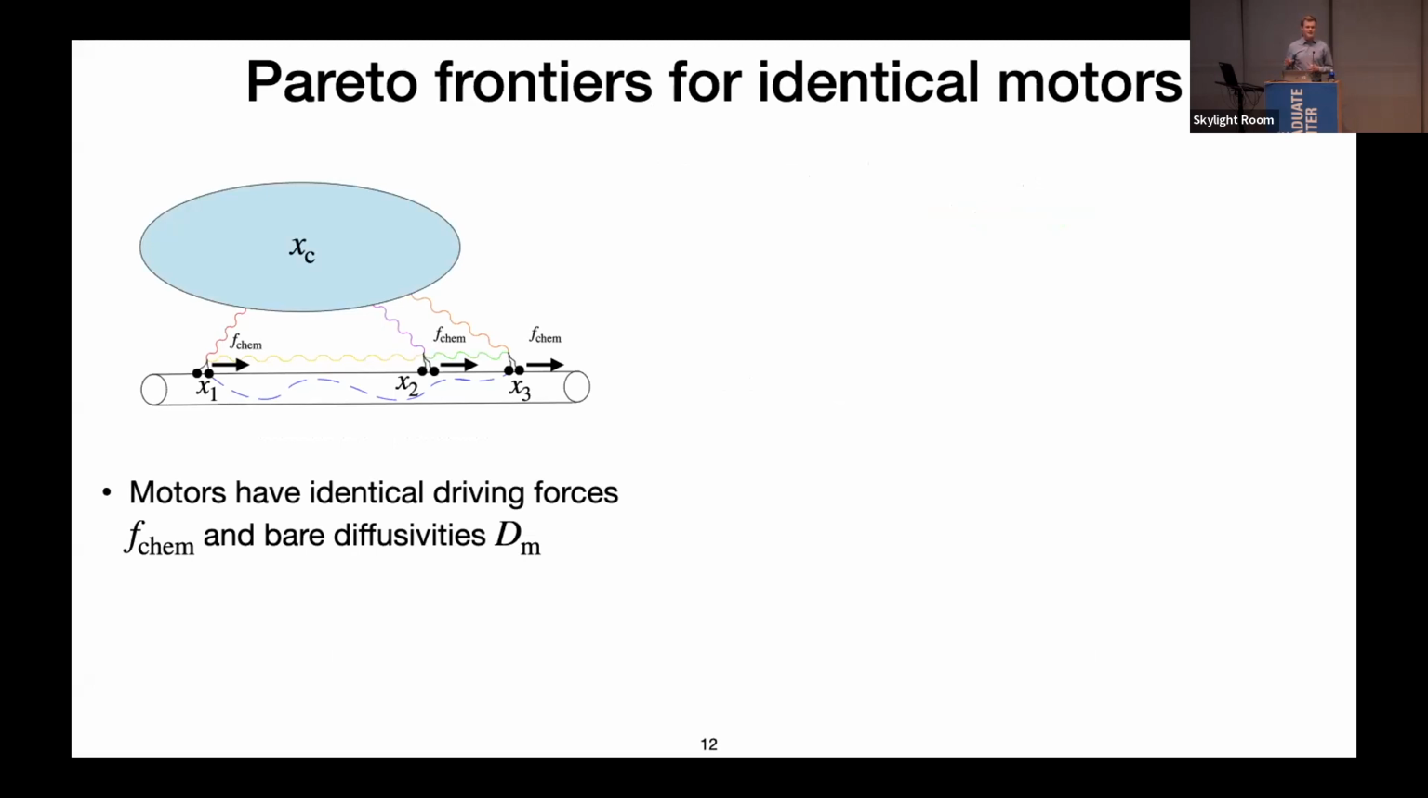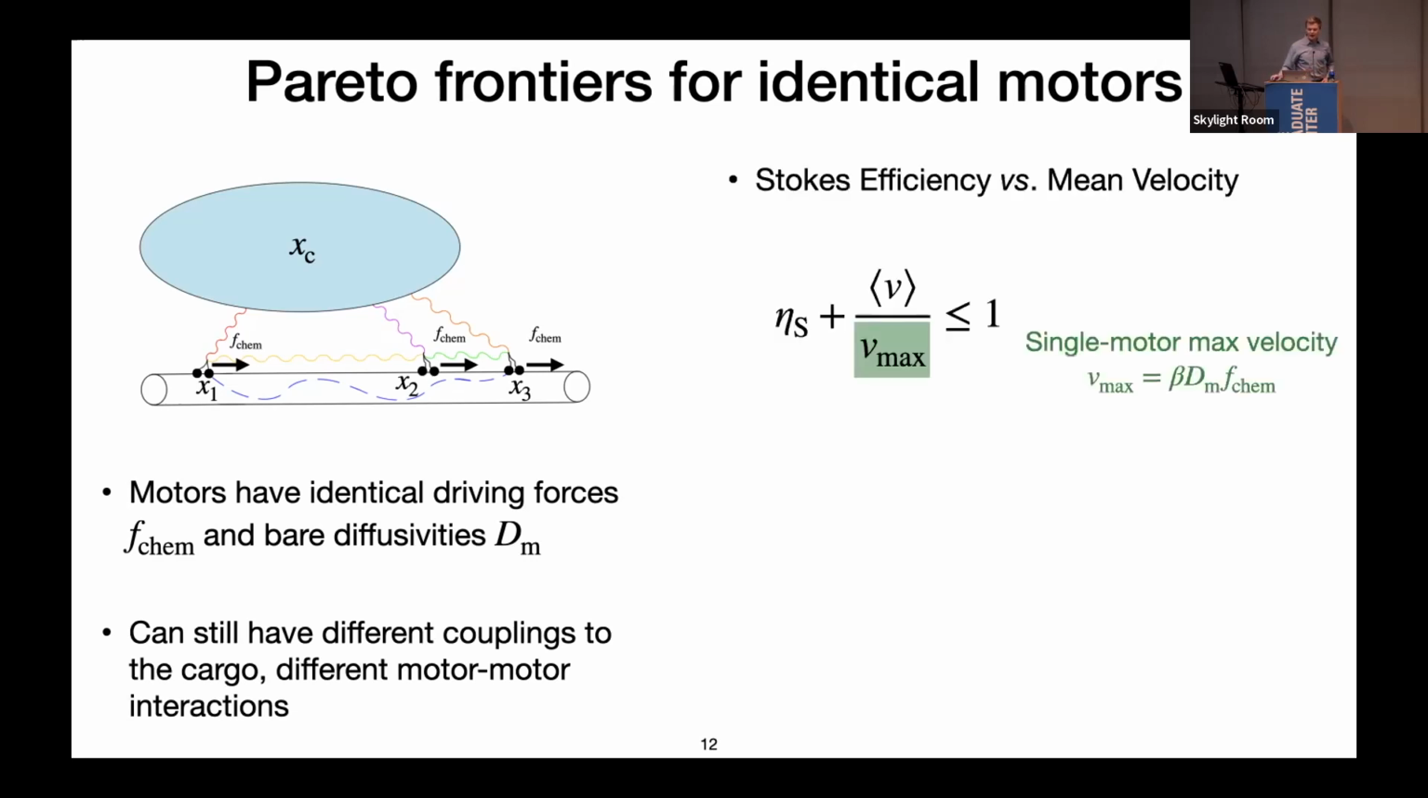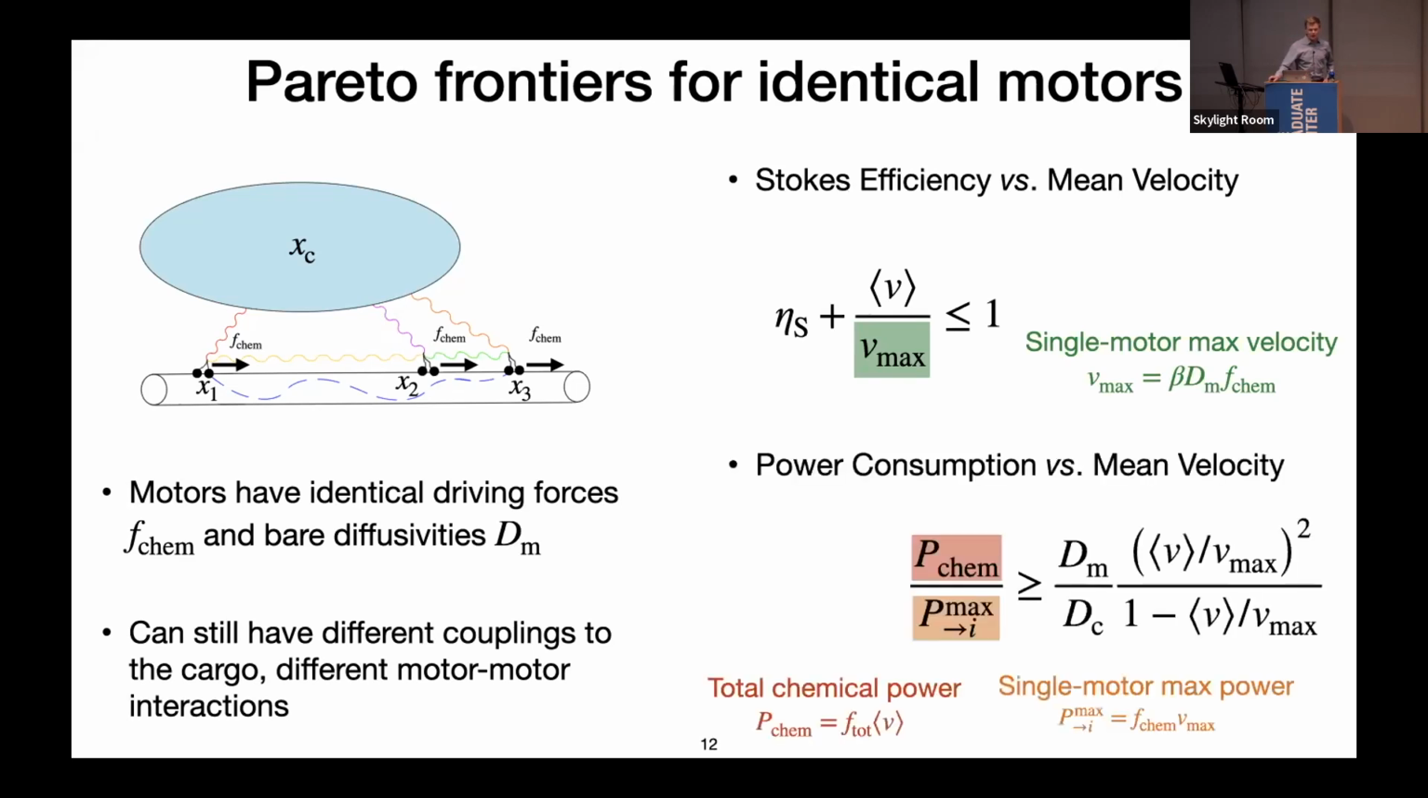Personally, I find the individual performance bounds are more difficult to think about. I like to think about optimizing combinations of two different things. So when motors are identical in this system, and by that I mean they have identical chemical driving forces and bare diffusivities, but potentially different couplings between each other and their cargo, we can derive Pareto frontiers that constrain combinations of two different performance metrics. So in particular, we derive a bound on the sum of the Stokes efficiency and mean velocity, as well as a more general relationship between the chemical power consumption and mean velocity of these systems.